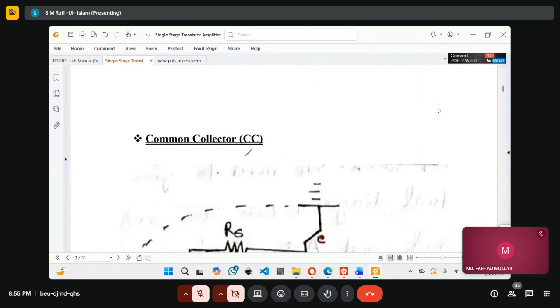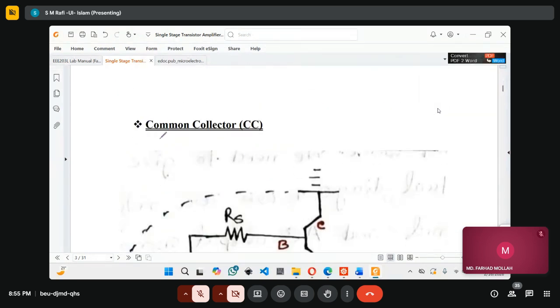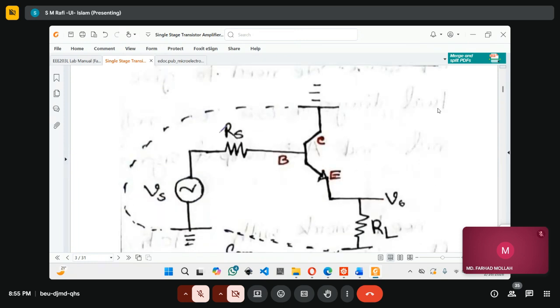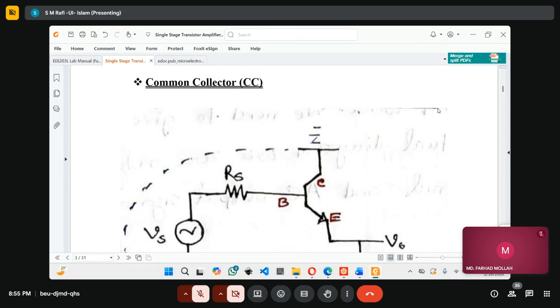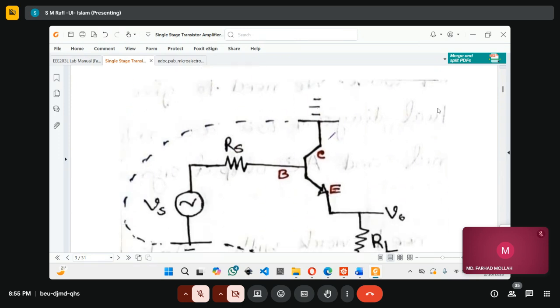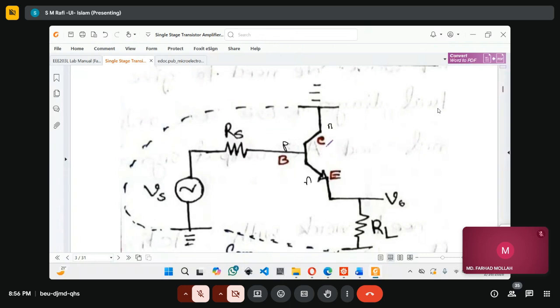So we have other options, let's say something called common collector. As I have told you, when we hear the word common, it means we'll make that terminal grounded. So that is the easiest thing. Again, this is an NPN transistor, and you see this arrow sign here. So this is the emitter, this is the base, and this is the collector. There is no problem in identifying these three terminals or nodes, right?